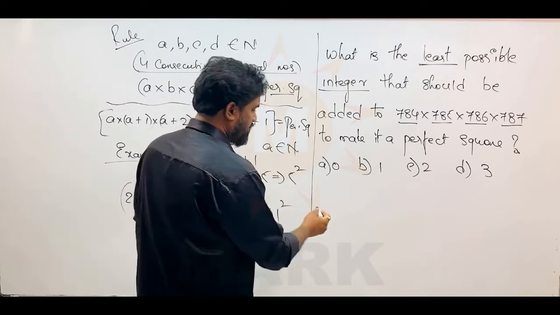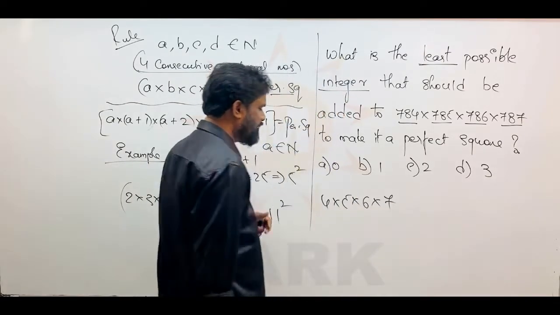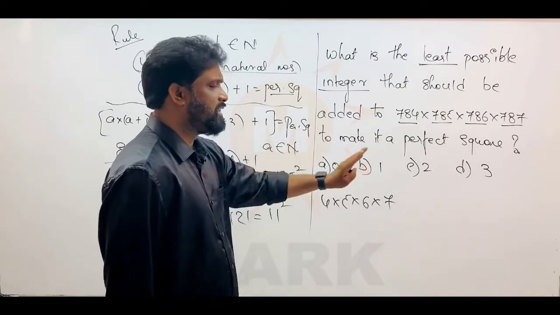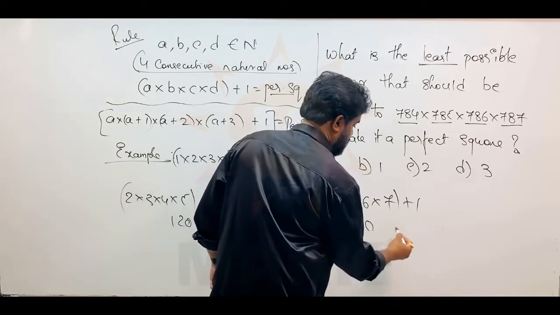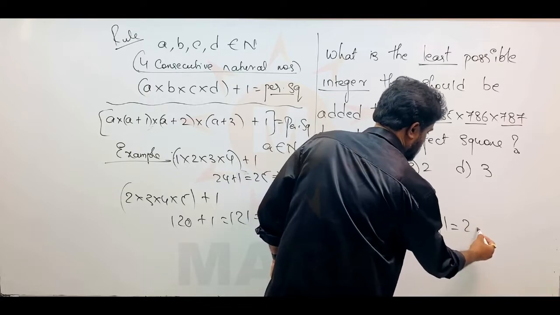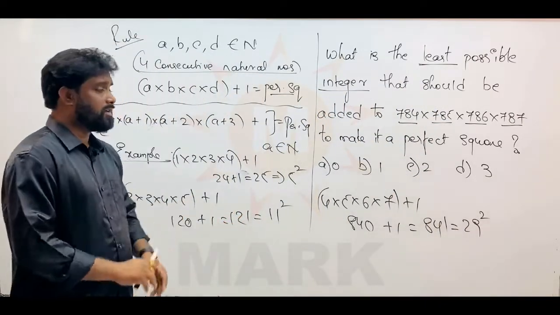Some more examples also I can show. 4 into 5 into 6 into 7. 4 5s are 20, 20 6s are 120, 120 into 7 is equal to 840. 840 plus 1, 841. What is 841? 841 is nothing but 29 square.